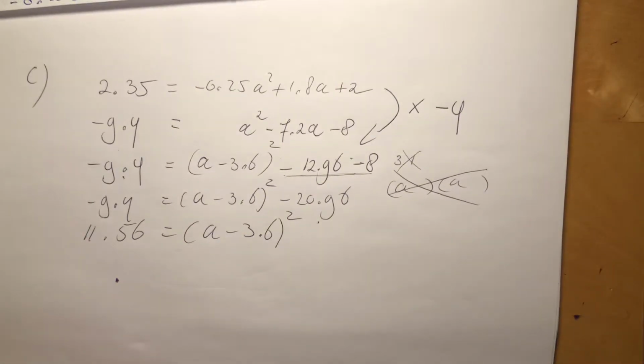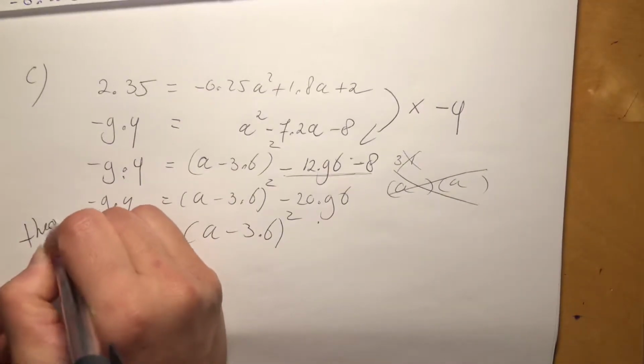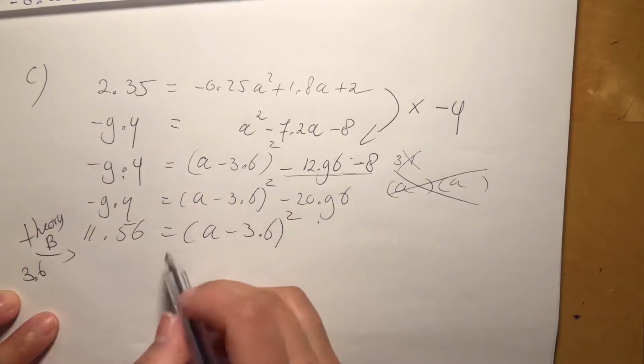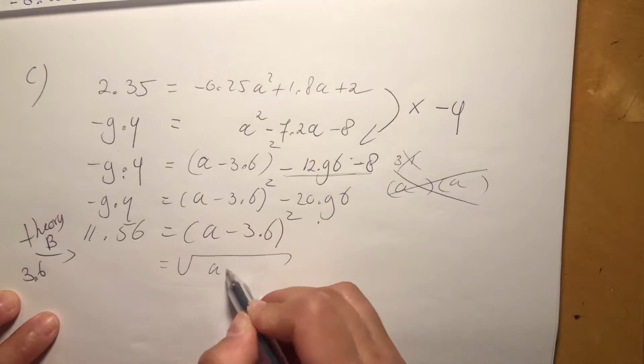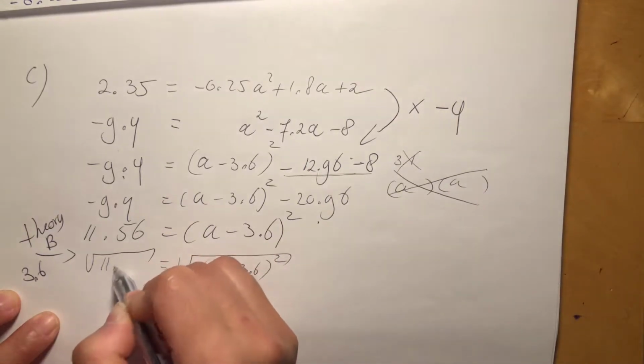Now, what we are going to do right now is this part is going to be theory B of 3.6, square root on the right side and square root on the left side.